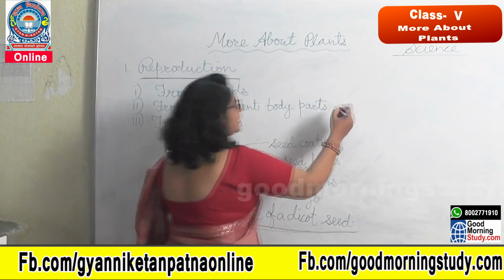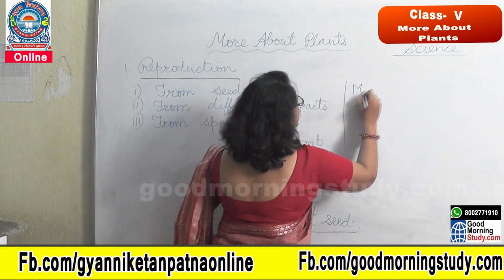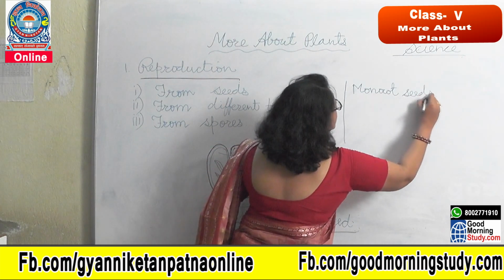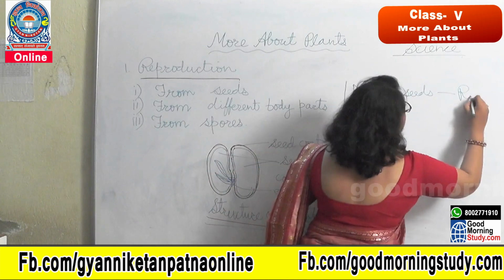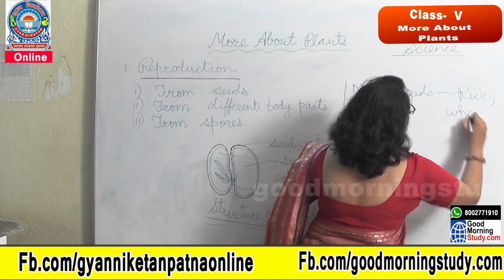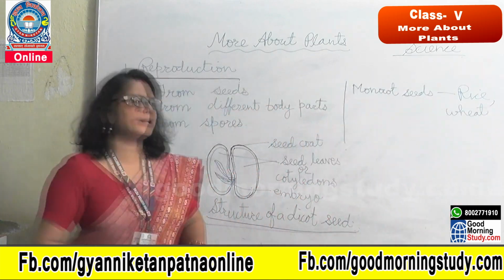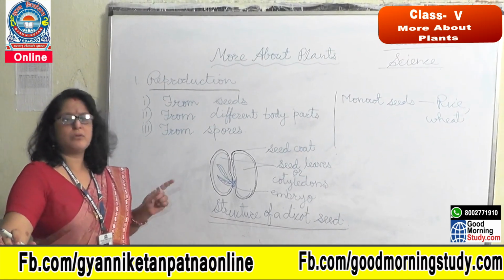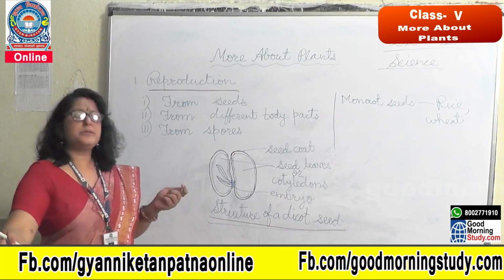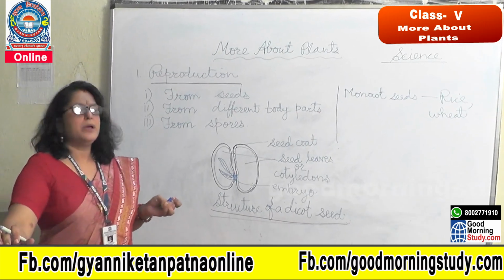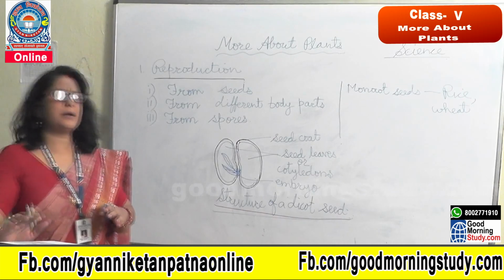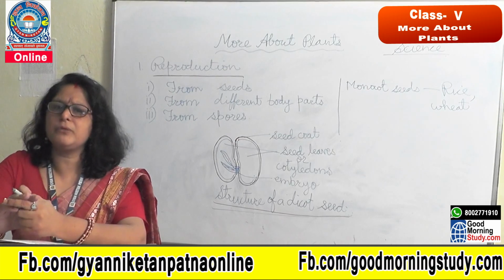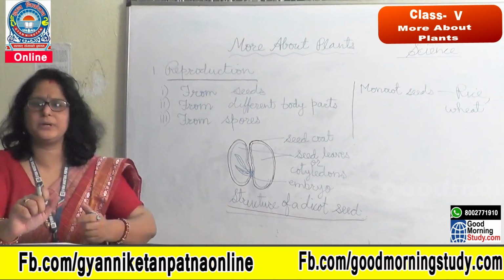So what is a monocot seed? Monocot seeds are seeds which have only one cotyledon, only one, not two. You can see rice and wheat at your home. If you want to divide that wheat or rice into two parts, it is not possible, because there is only one seed leaf or only one cotyledon.